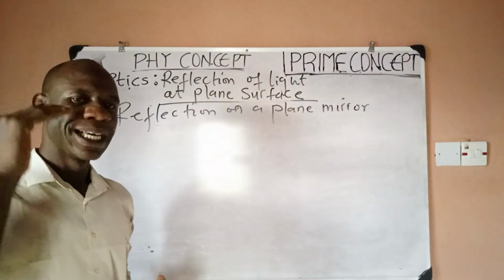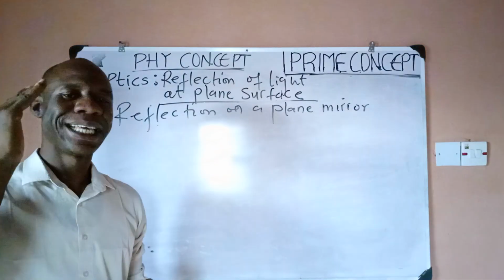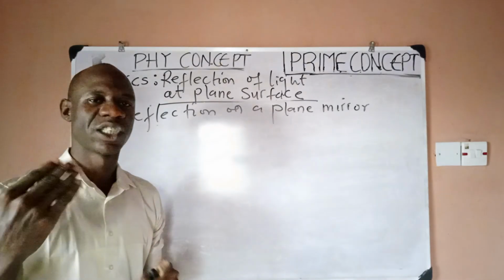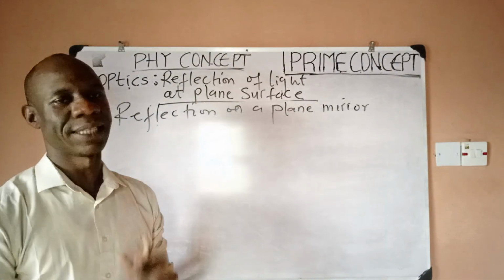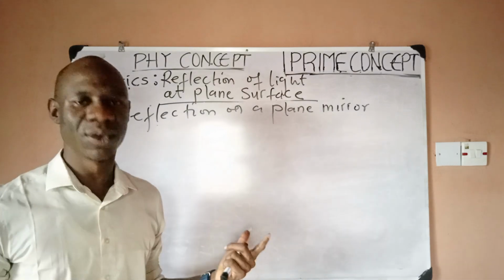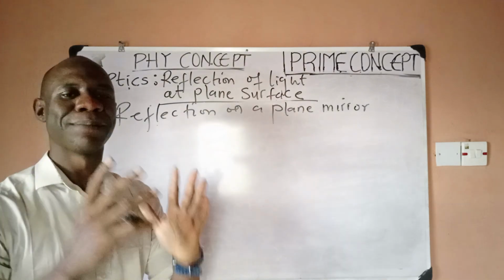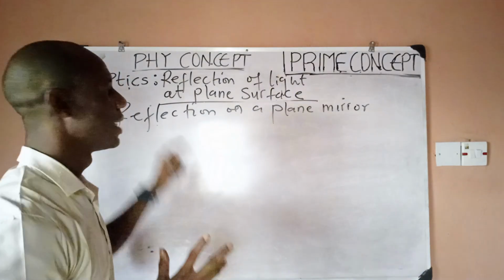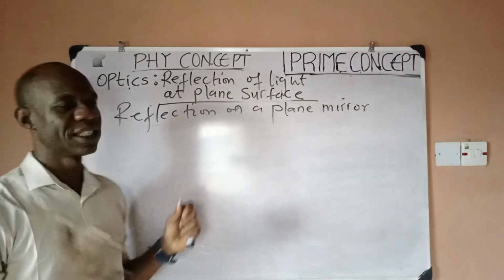Yes. A plane mirror is simply a plain glass in which one part of it is coated. That is a plane mirror. A plain glass, just like what we use for our windows. So a plane mirror is a plain glass with one part of it coated. That is what we call a plane mirror. I believe this is very clear.